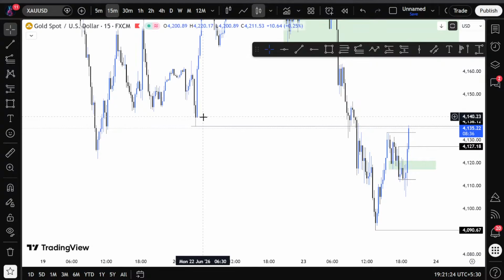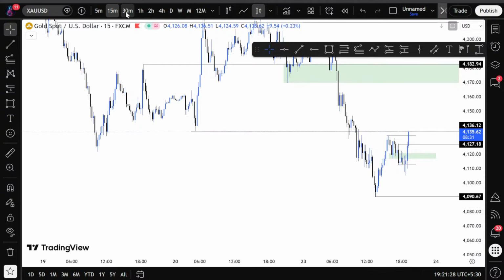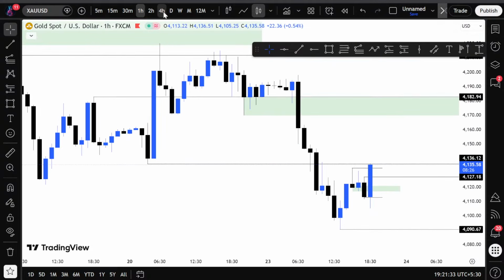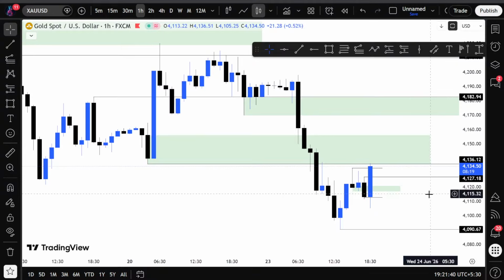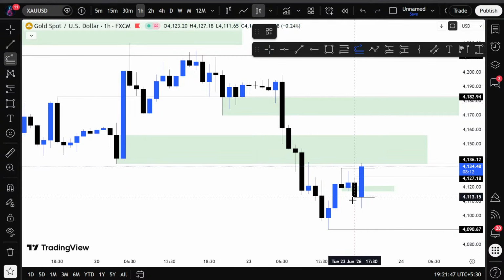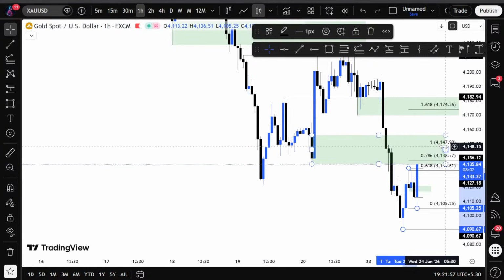Price is testing our structural area. This one. Break a block of 1 hour time frame. Still have chance. 4145. 4147. Okay, here.